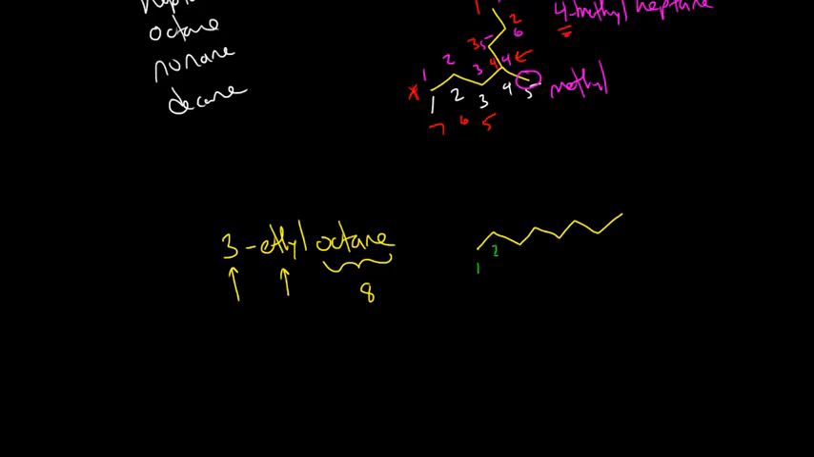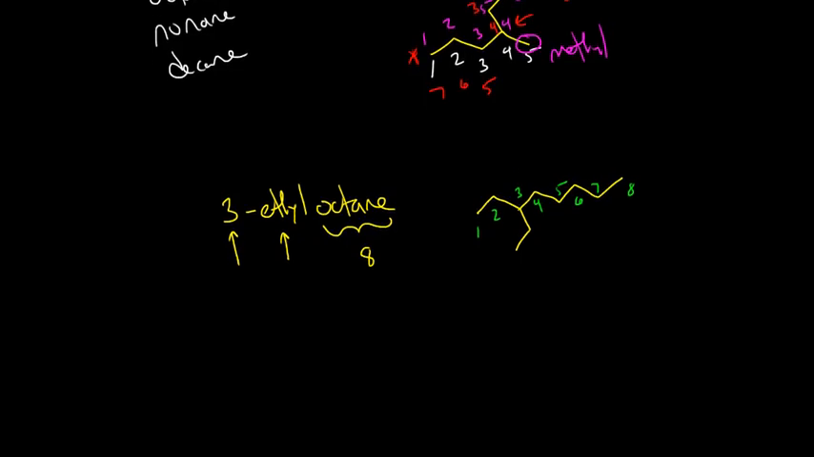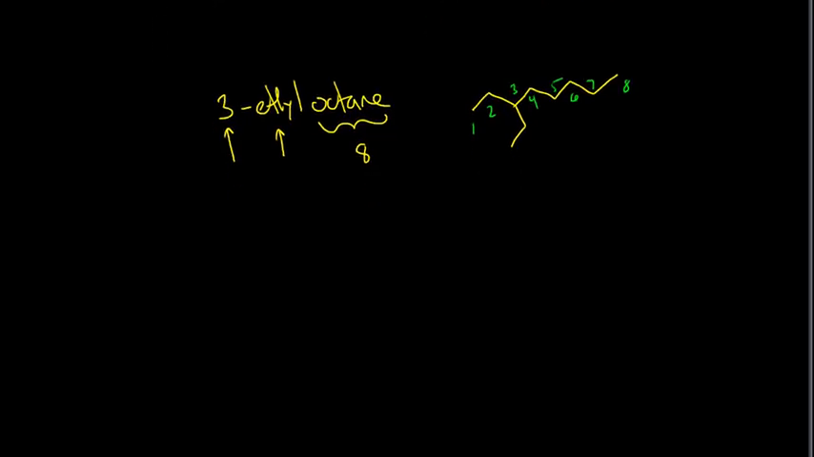So this is 1, 2, 3, 4, 5, 6, 7, 8. And we want our ethyl group to go on C3. And ethyl is 2 carbons, so 1, 2. So 3-ethyl octane. Okay, the other types of functional groups that we're going to think about is if we put halogens onto carbon chains. Okay, and the naming for these is essentially identical to naming for alkyl chains.